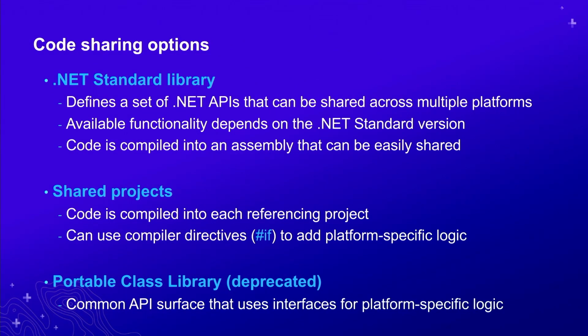Now, I do want to mention there are three code sharing options. I'll start with portable class libraries, also known as pickles. Those are deprecated. They were a great technology, but they had some limitations that made them harder to use effectively. In particular, each platform that you're targeting would have a different subset of APIs, and it was really hard to write apps that were fully cross-platform without using some API that wasn't available everywhere.